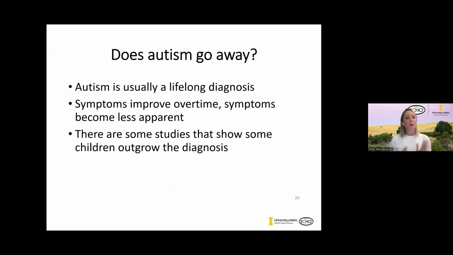Does autism go away? Autism is usually a lifelong diagnosis. This is what I tell families, but symptoms can improve over time and become less apparent. There are some studies that show children will outgrow the diagnosis. Go ahead to the next slide.